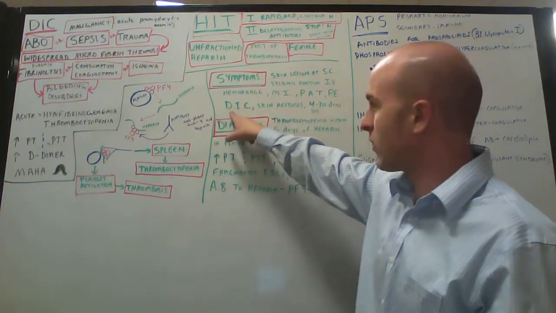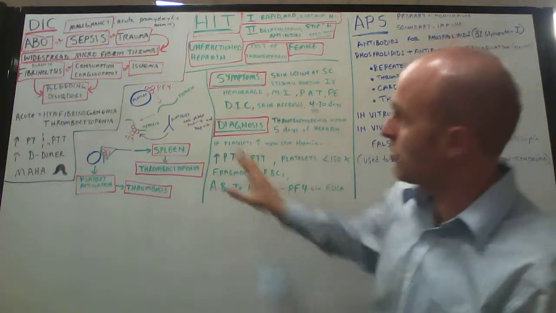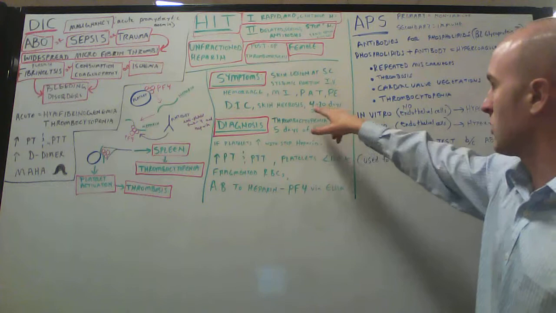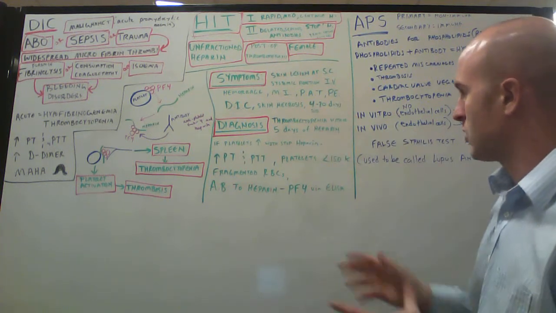Later on, they could have disseminated intravascular coagulation, which we're talking about over here. They can have skin necrosis. This typically will occur somewhere between 4 to 20 days, or usually an average of 10 days.